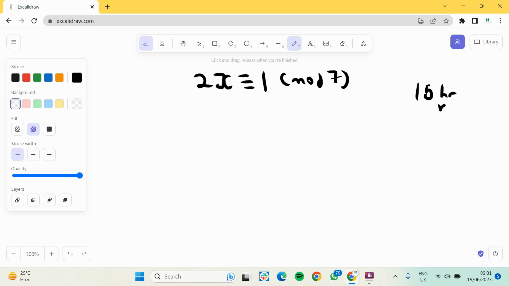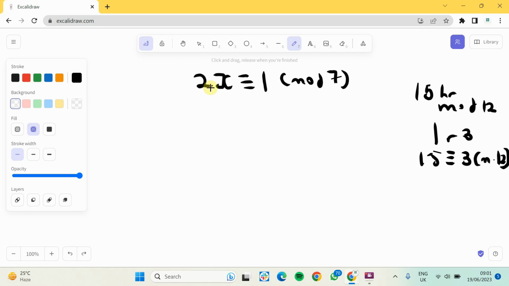And we said the modulus there was 12, right? Then by the time we divided 15 by 12, we had 1 with a remainder of 3. So 15 was now equal to 3 mod 12, right? So it's the same thing.